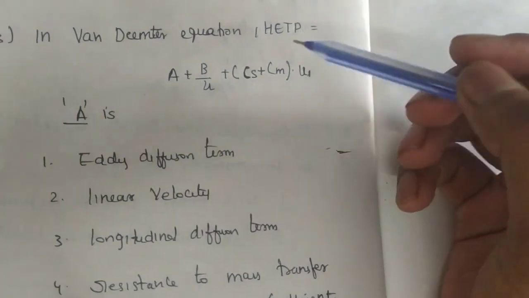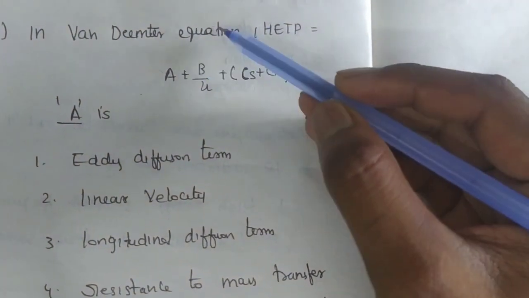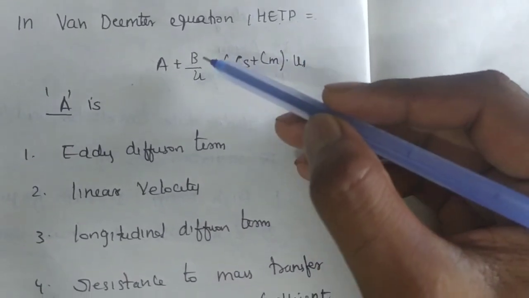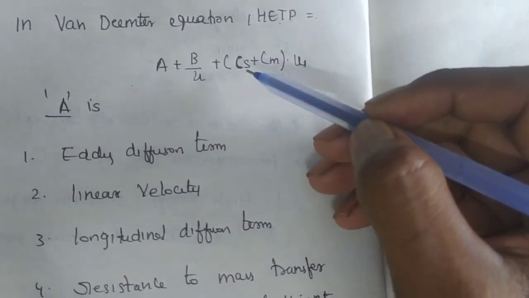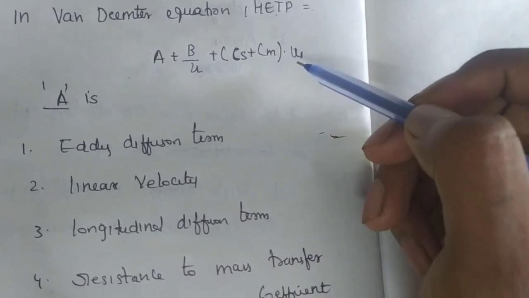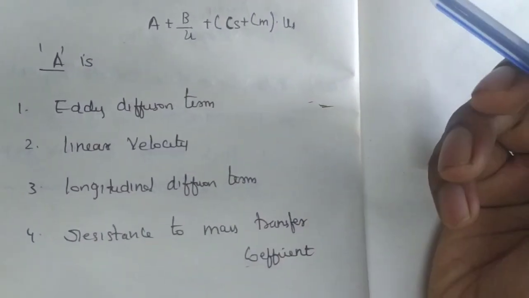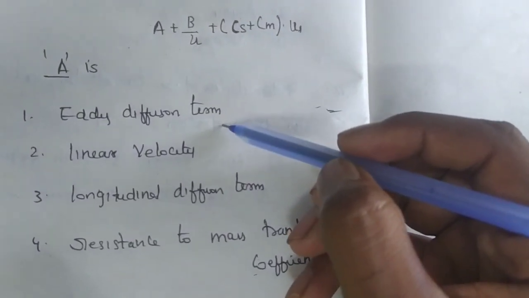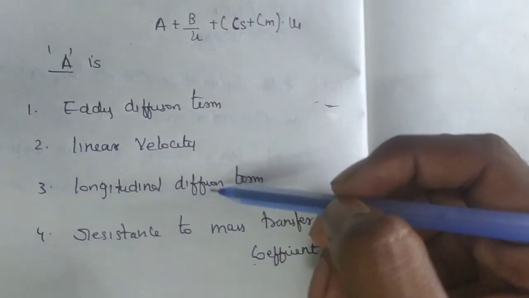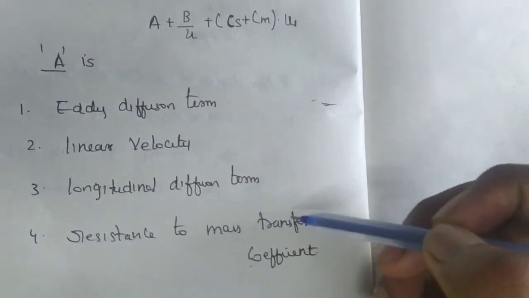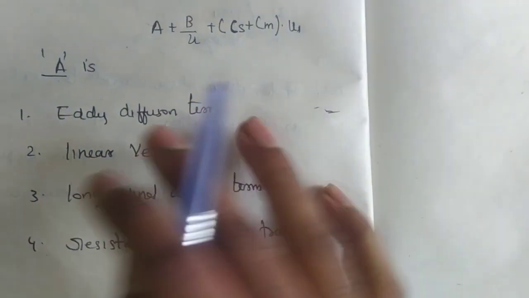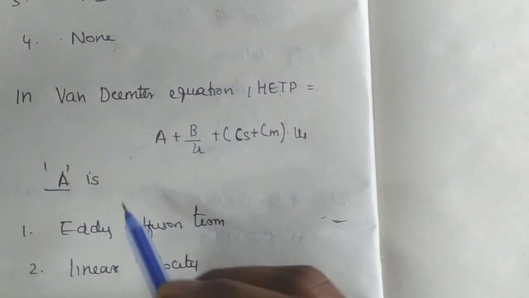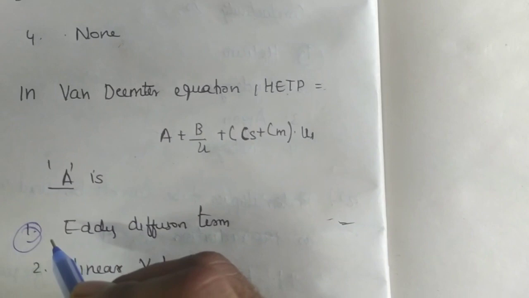Coming to final question of the day, in the Van Deemter equation, HETP is equal to A plus B by nu plus Cs plus Cm into nu, where A is. Options are eddy diffusion term, linear velocity, longitudinal diffusion term, resistance to mass transfer coefficient. So in the Van Deemter equation, A is the eddy diffusion term. Option number 1.